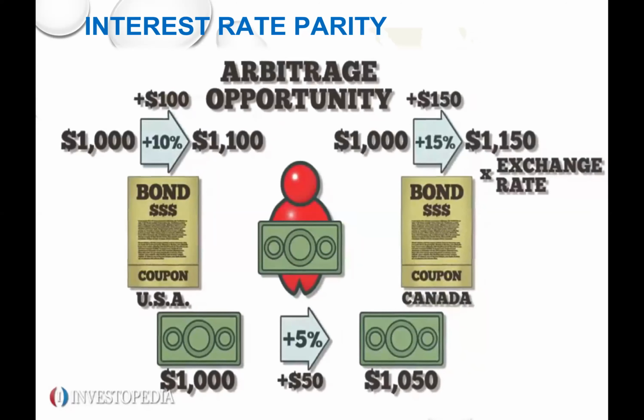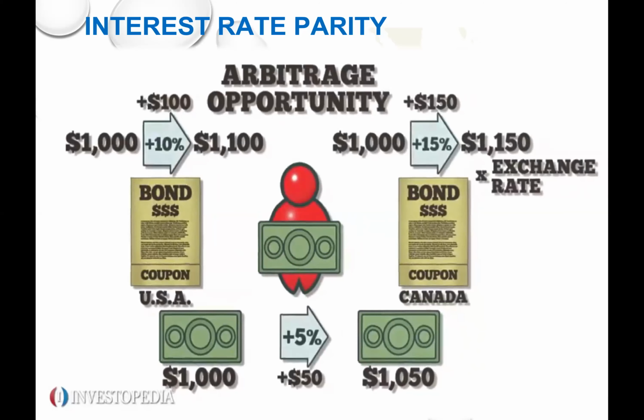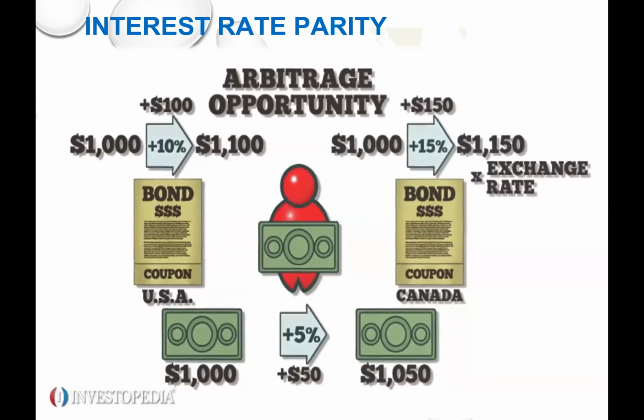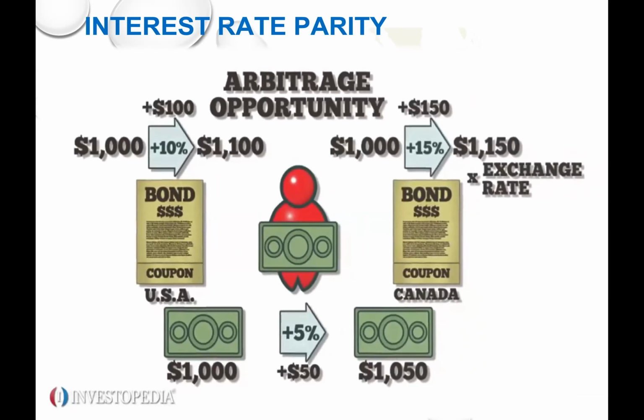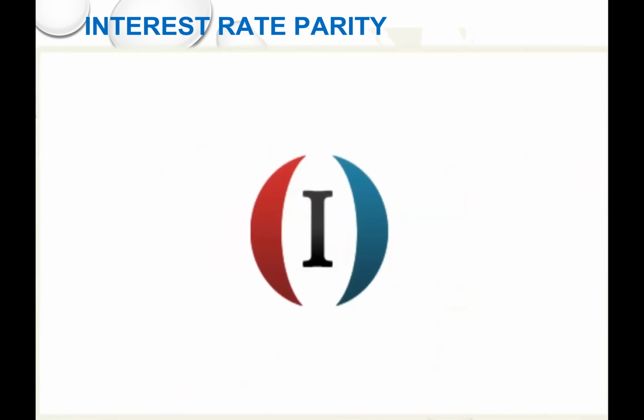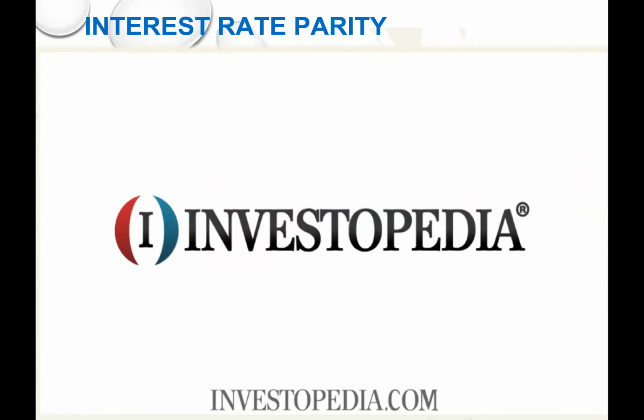Buy one investment and simultaneously sell it in another market for profit exists in the absence of uncovered interest rate parity. You guys understand?